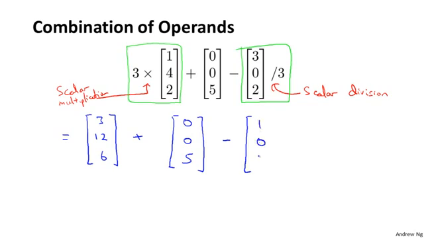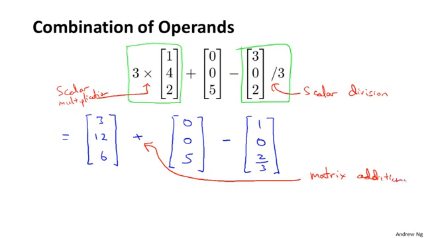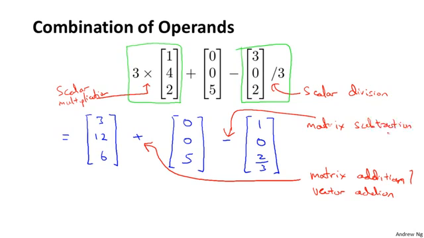1, 0, 2/3. And again, just to make sure we understand what's going on here, this plus symbol is matrix addition. Since these are vectors, and remember vectors are special cases of matrices, we can also call this vector addition. And this minus sign here is again matrix subtraction. But because this is an n by 1, really a 3 by 1 matrix, which is actually a vector, we can call this vector subtraction as well.